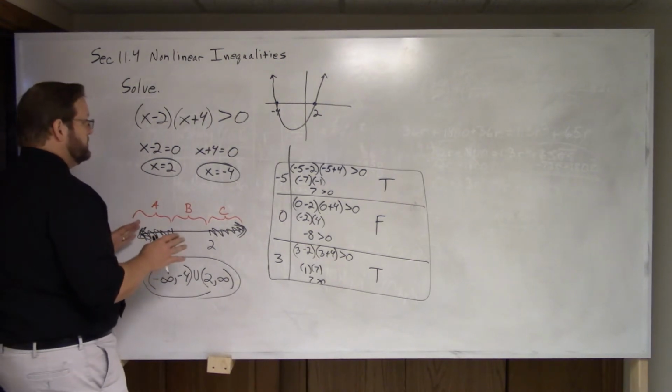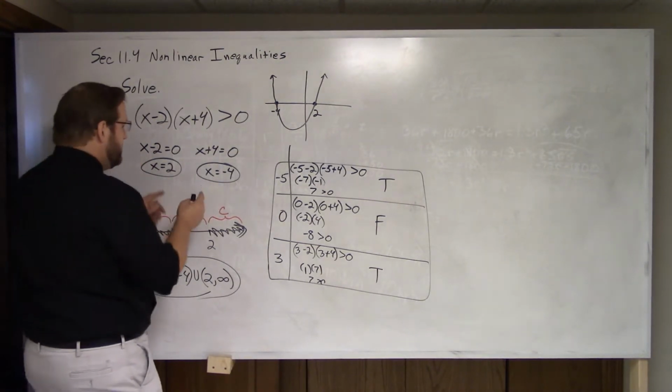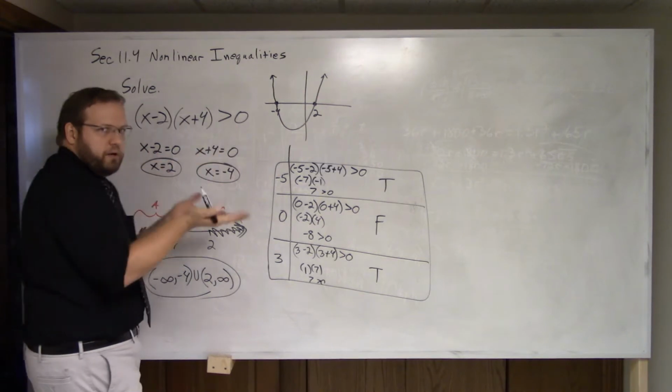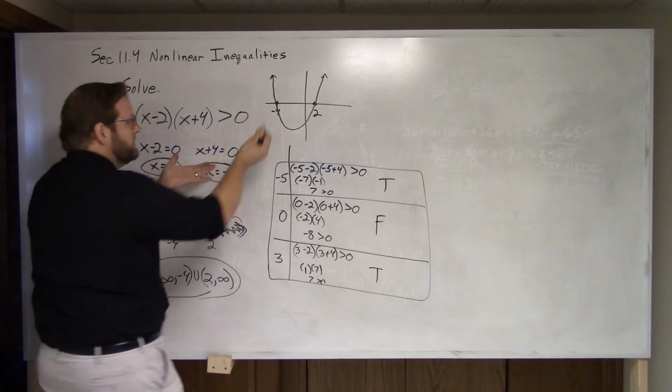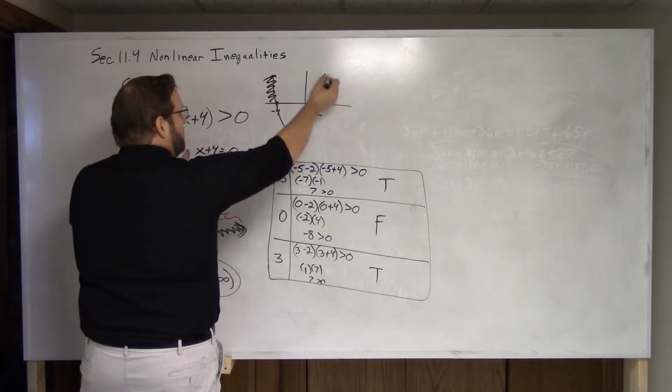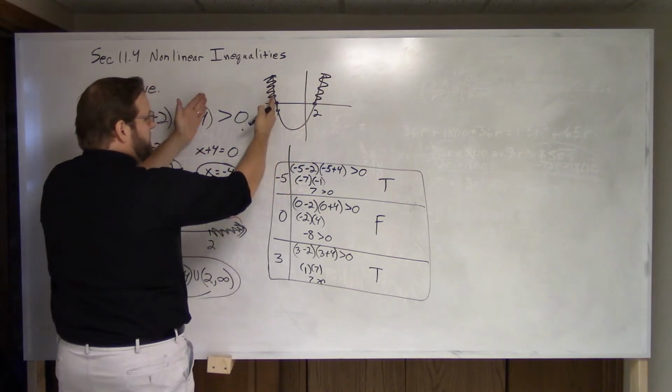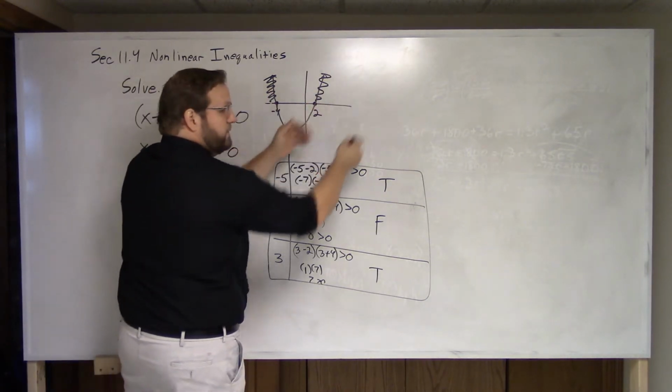In that two-dimensional space, we are trying to see where that graph is bigger than 0. Bigger than 0 simply means above the x-axis. Well, that was true here and here. Negative infinity to negative 4, 2 to infinity.